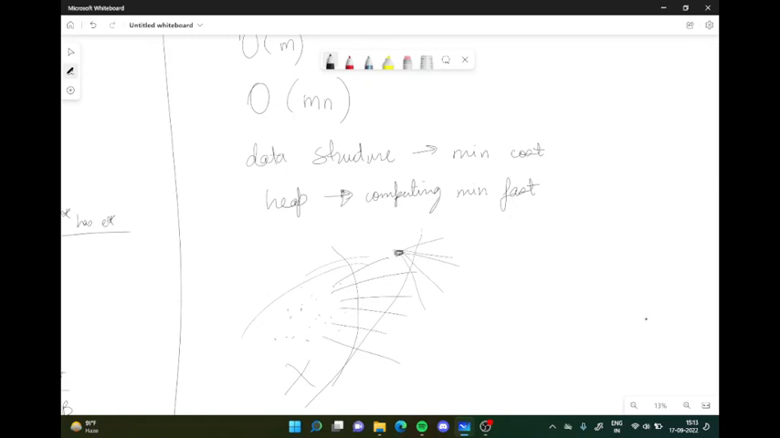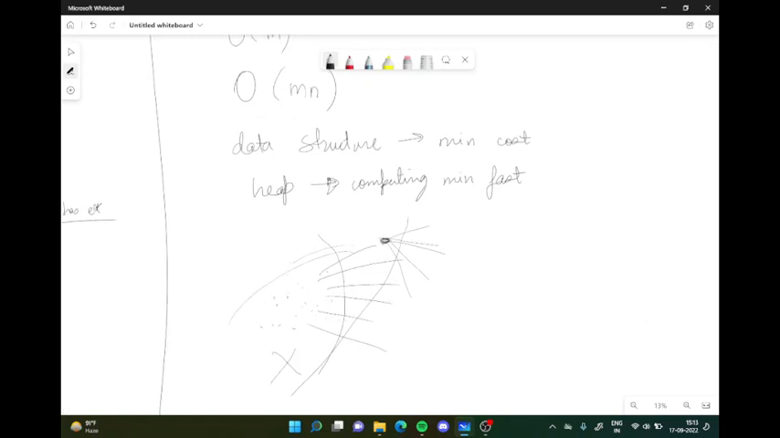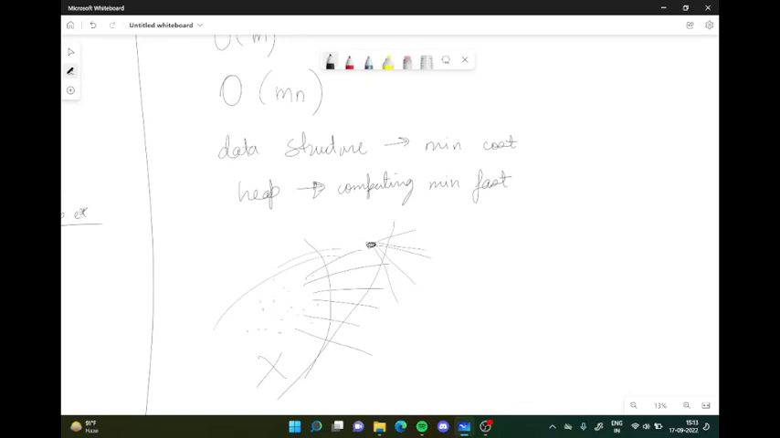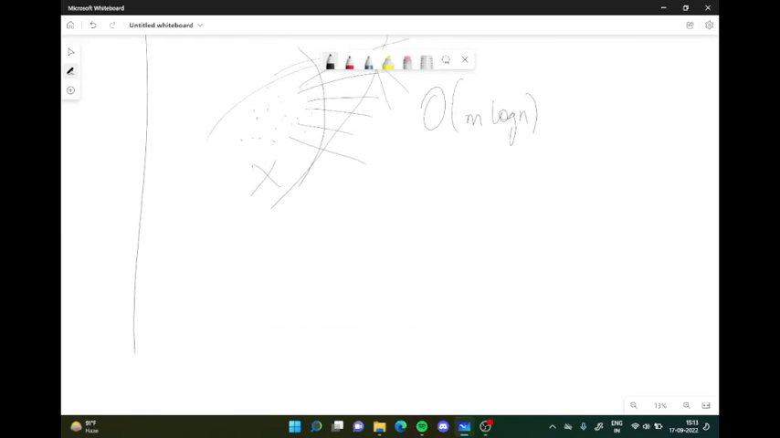So these are a bit of caveats because now we need to support heap delete operations too. But regardless, we can use heaps for fast computations, and we can get it in order of m log n. But then let's get into the details. How are we doing it?